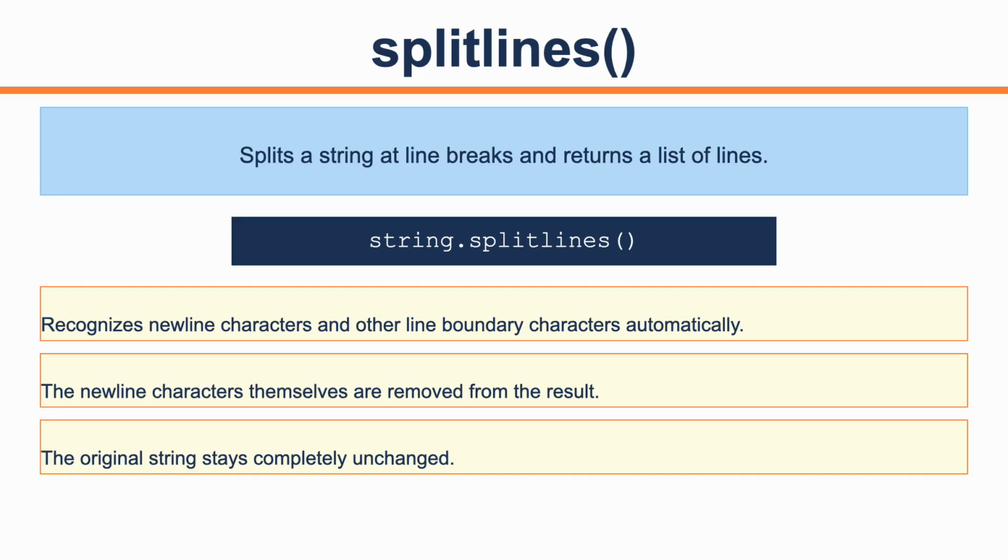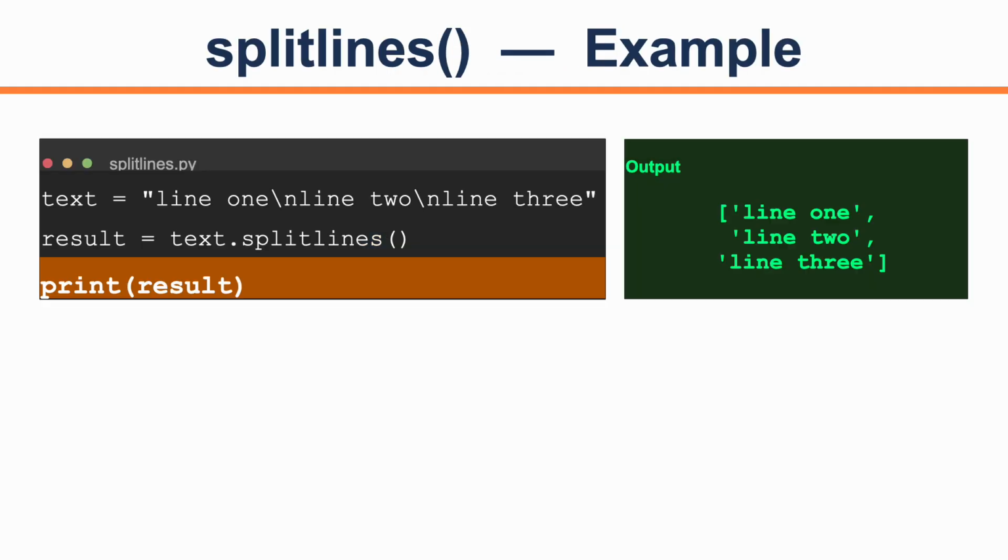The splitlines method splits a string at line breaks and returns a list of lines. It recognizes new line characters and other line boundary characters automatically. The original string stays completely unchanged after the call. Here we store 3 lines separated by new line characters in a variable called text. Calling the splitlines method returns a list with 3 items, 1 for each line, with the new line characters removed.